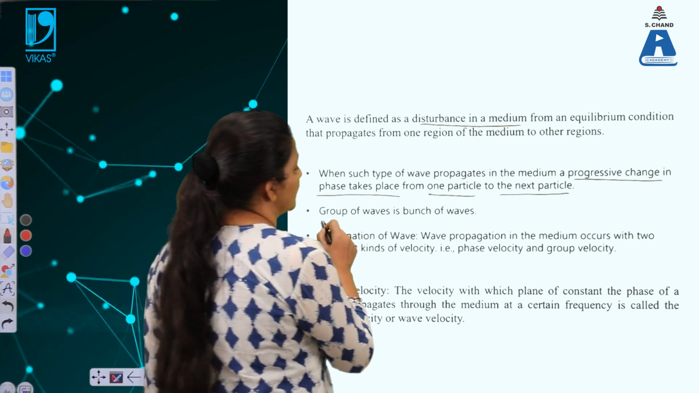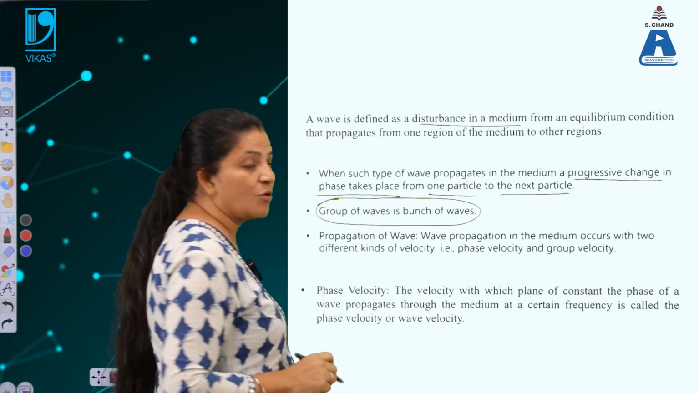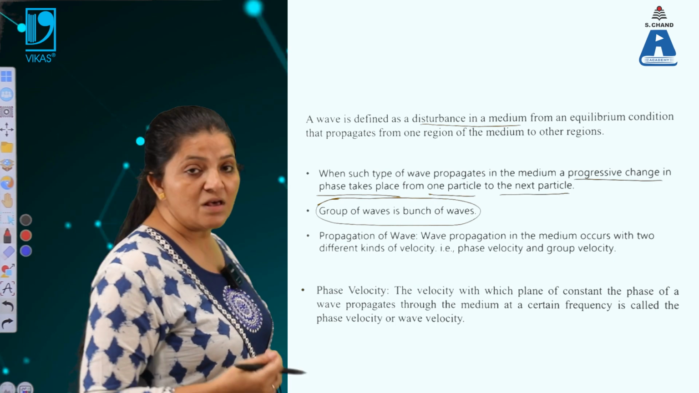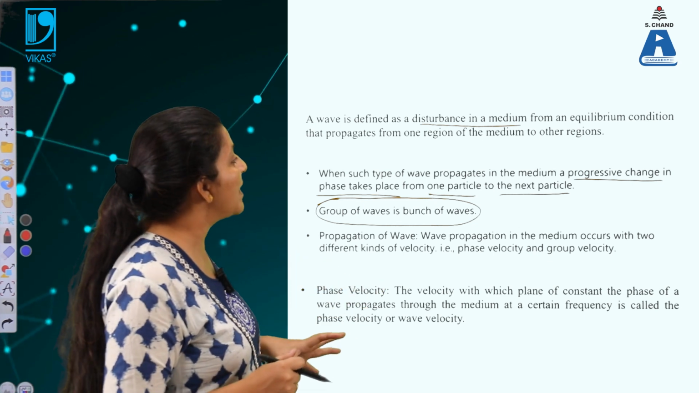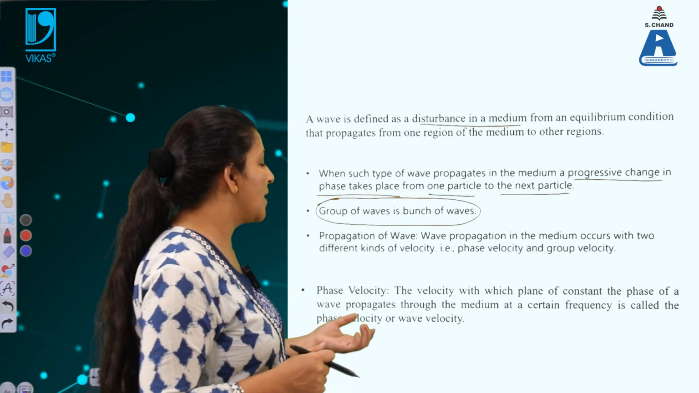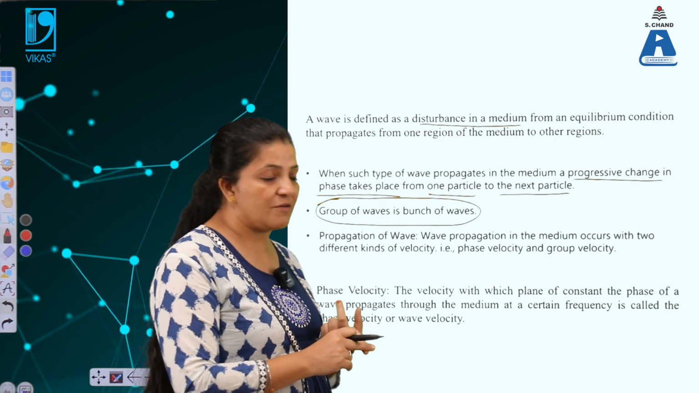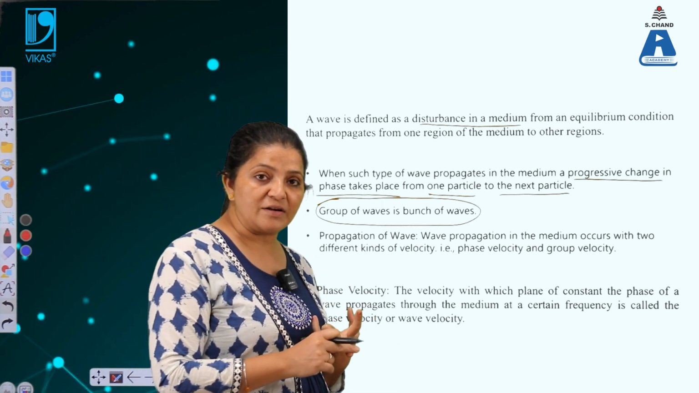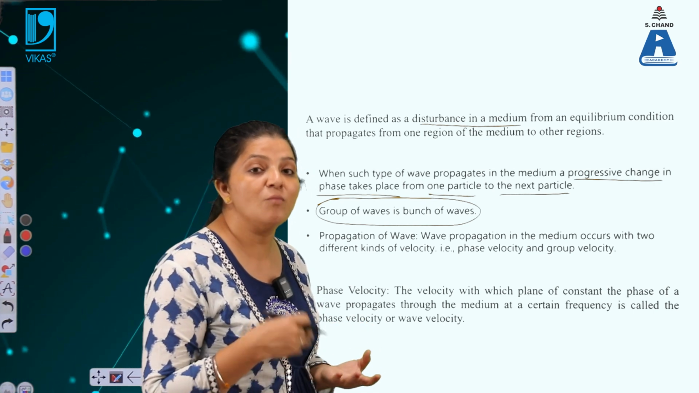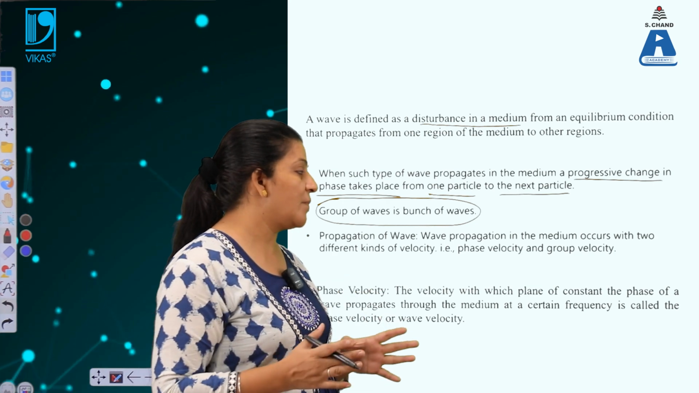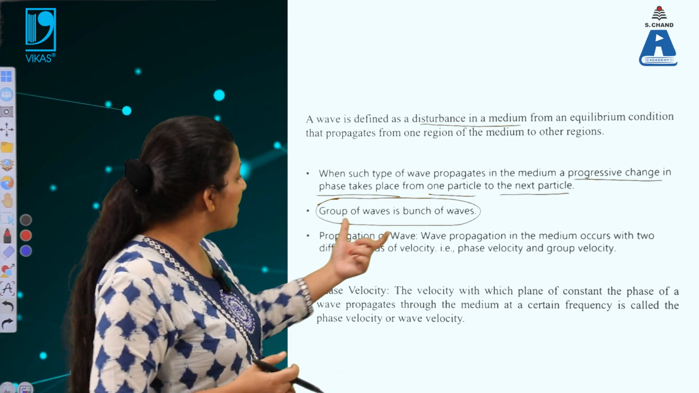Now there will also be a group of waves, also known as a bunch of waves, present in the given system, because there are a large number of particles associated. That means if one wave is associated with one particle, then with 1 mole of atoms there will be 6.023 × 10^23 atoms or molecules present. So automatically that number of waves is present. That bunch of waves is known as the group of waves.